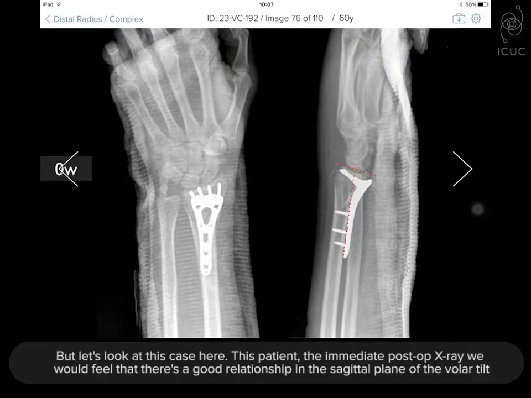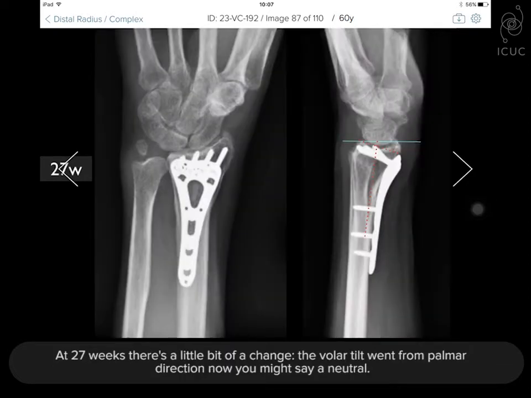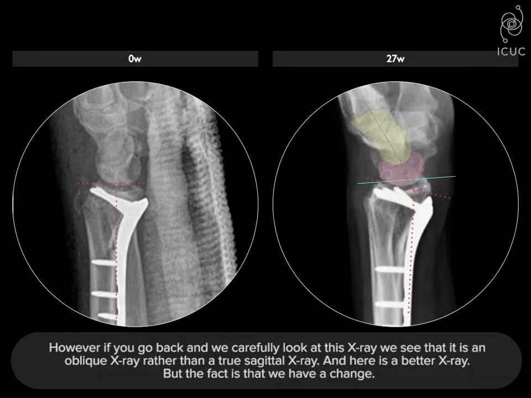This patient, the immediate post-op x-ray, we would feel that there's a good relationship in the sagittal plane of the volar tilt. At 27 weeks, there's a little bit of a change. The volar tilt went from the palmar direction, now you might say a neutral. However, if you go back and we carefully look at this x-ray, we see that it is an oblique x-ray rather than a true sagittal x-ray, and here it's a better x-ray.